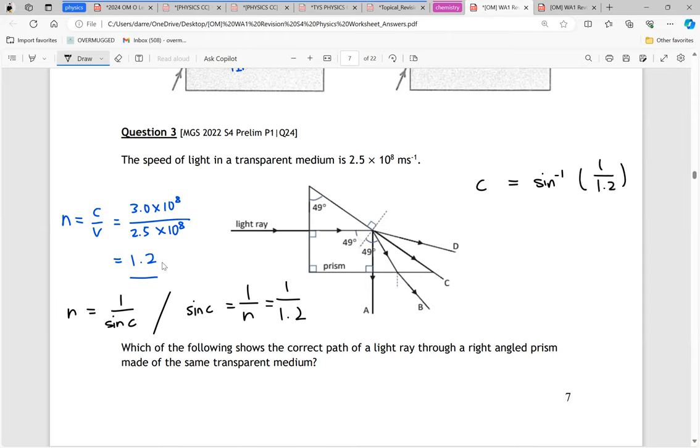Sorry, this one I cannot. You all need to save me. What's the critical angle? 56.4. Okay, let's just leave it as 56.4.